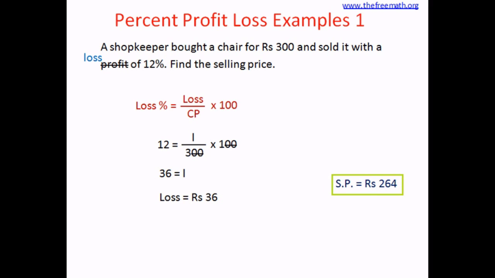But this is not our answer. We need the selling price. So the selling price SP equals CP minus loss. That means 300 minus 36. If you subtract 36 from 300, you get 264. So again, using the second method, you got the same answer, which is 264 rupees. So this is how you solve percent profit loss problems. You can use whichever method you like.